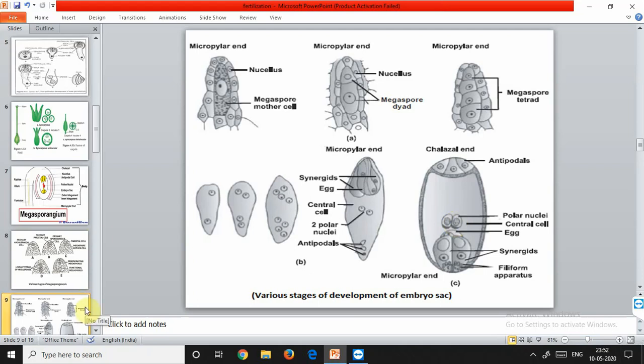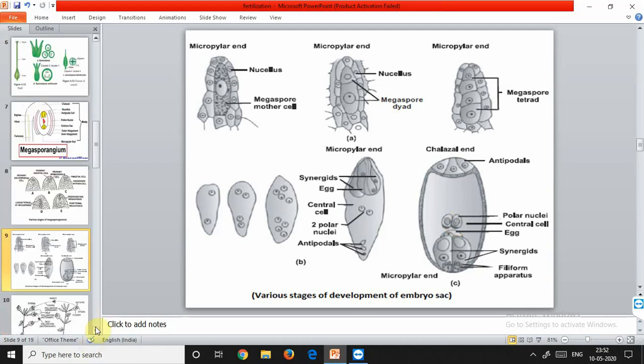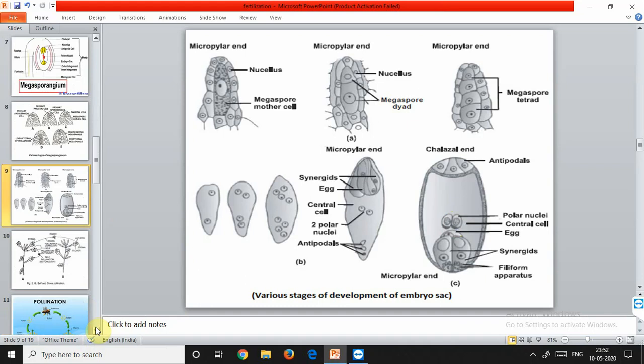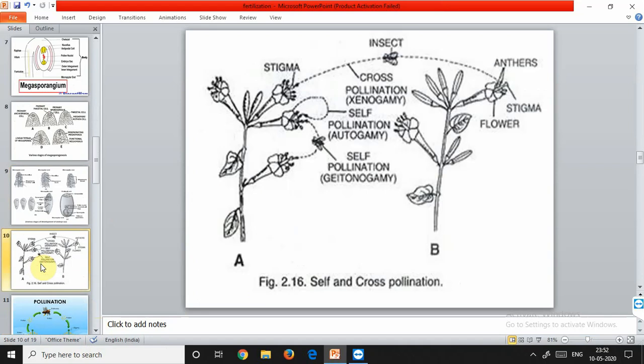So now we'll talk about what comes next. Now we have completed the formation of the male gametophyte and the formation of the female gametophyte. Now how does the transfer occur? That is pollination. So what is pollination? Pollination in the basic definition is the transfer of the male gametophyte to the female gametophyte, and then the fusion of the male and female gametes occurs, and fertilization takes place.